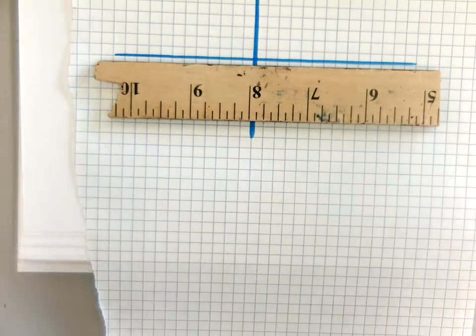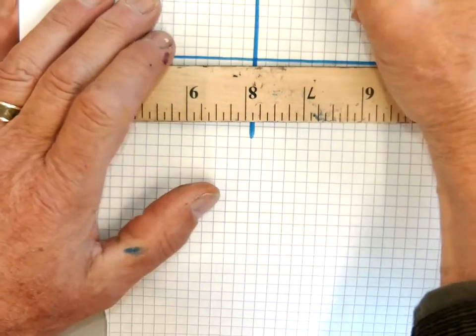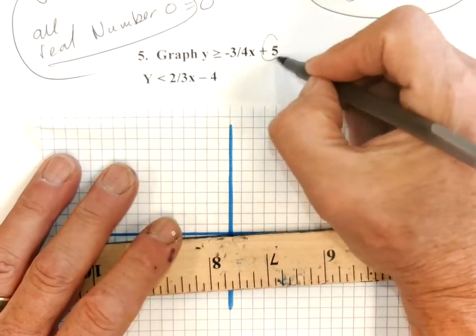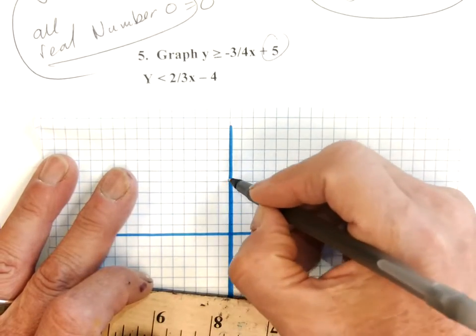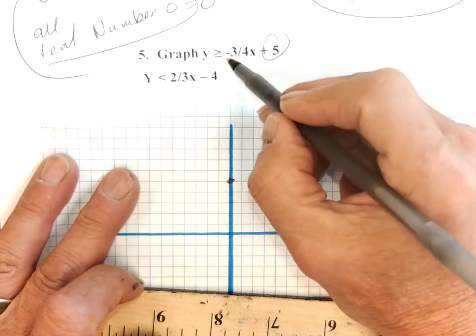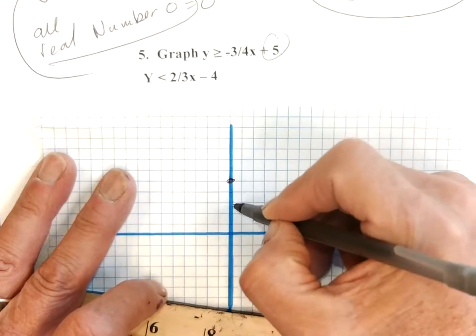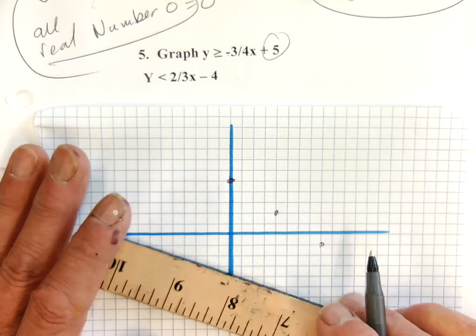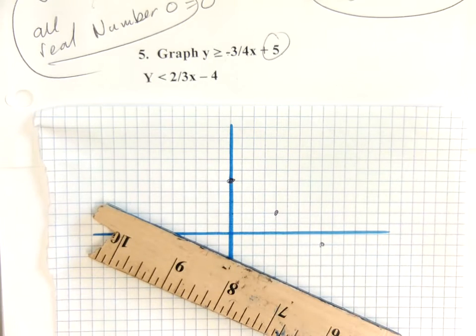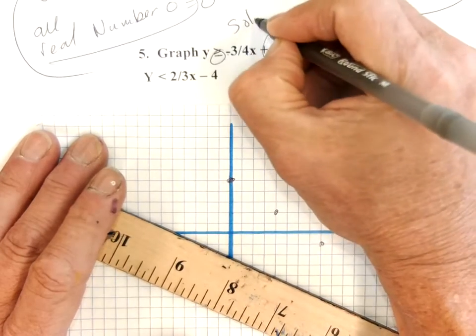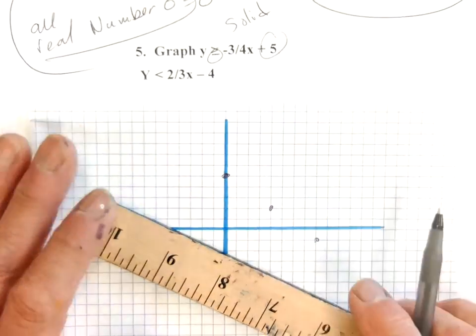I'm going to start at 5 on the y-intercept. That's a y-intercept. 1, 2, 3, 4, 5. Then my slope is down 3 over 4, down 3 over 4, forever and ever. Is this going to be a solid or dashed line? Let's go solid. Because of the equal sign, right? So solid line.